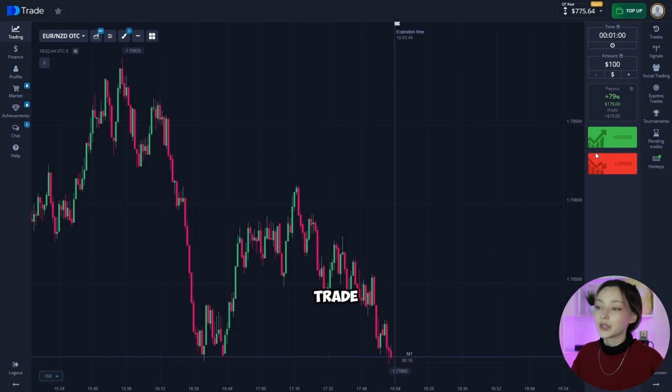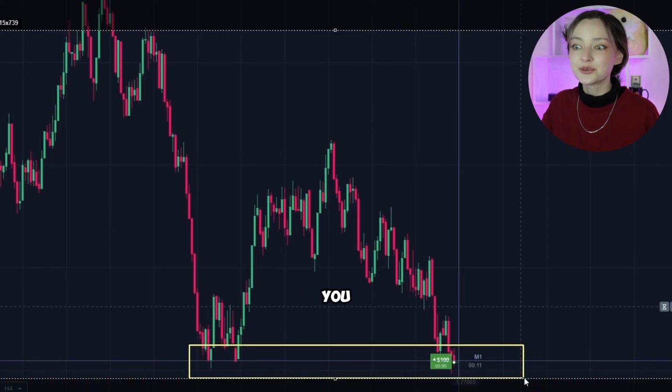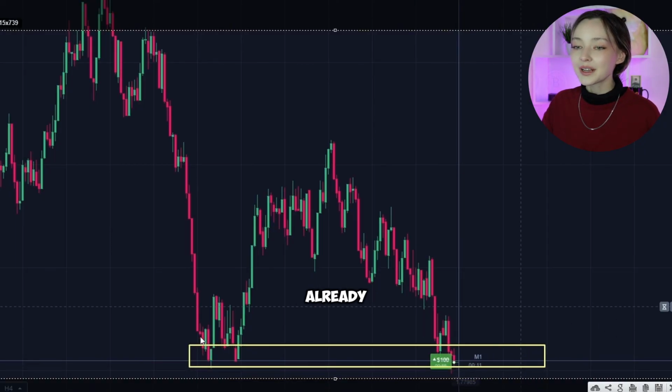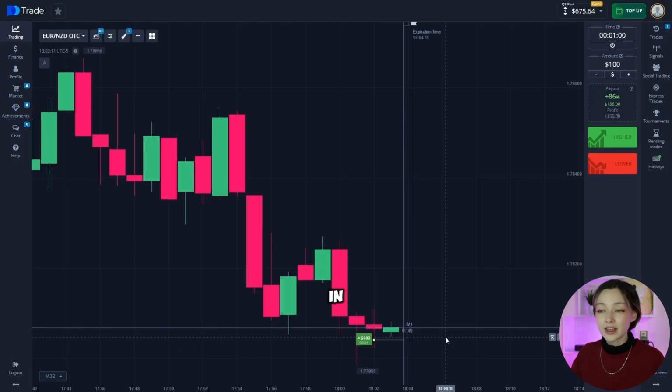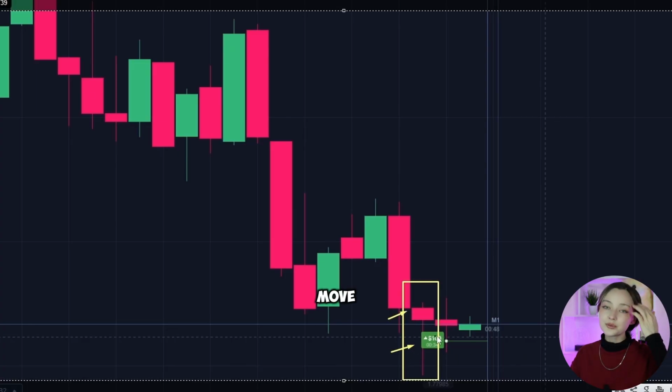Right here, I'm placing a trade upwards for 1 minute. As for the strategy, it's pretty simple. I can set the support level, let it be right here. The price has already bounced off of it before, so chances are it might happen again. Let's see how it goes. If we zoom in, we will witness this candle with a large downward shadow and a small body. This candle indicates a strong buyer's presence who will try to move the market further up. I hope it's simple and clear.